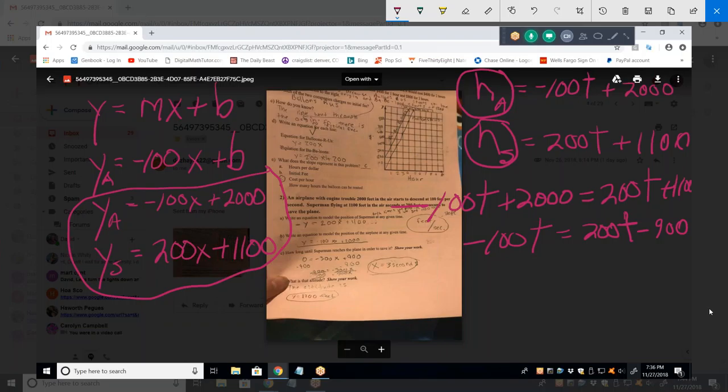Here's the thing. When you're starting from that line, you see my check mark? The goal is to gather all the terms that have a variable in them on one side and all the terms that are just numbers on the other side. So what you did was you put the numbers all on the right side. That's where this minus 900 came from. So let's get the 200t on the other side. So how do I do that?